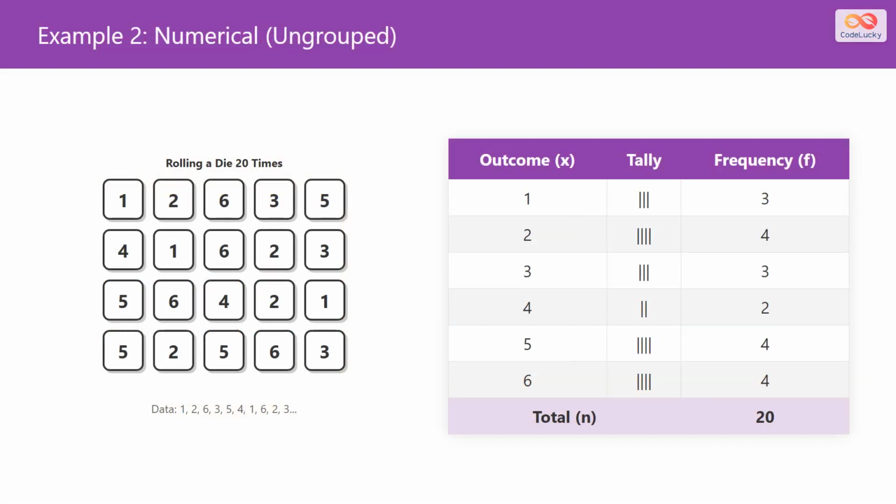Now for numbers. Imagine rolling a die 20 times. We list the possible outcomes, 1 through 6. Then we count the results. This is called an ungrouped frequency distribution because we list every single possible numerical outcome individually.